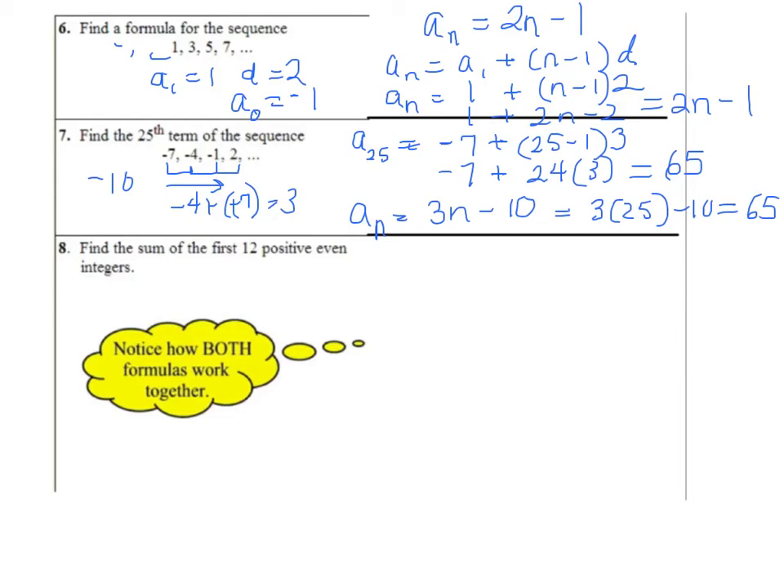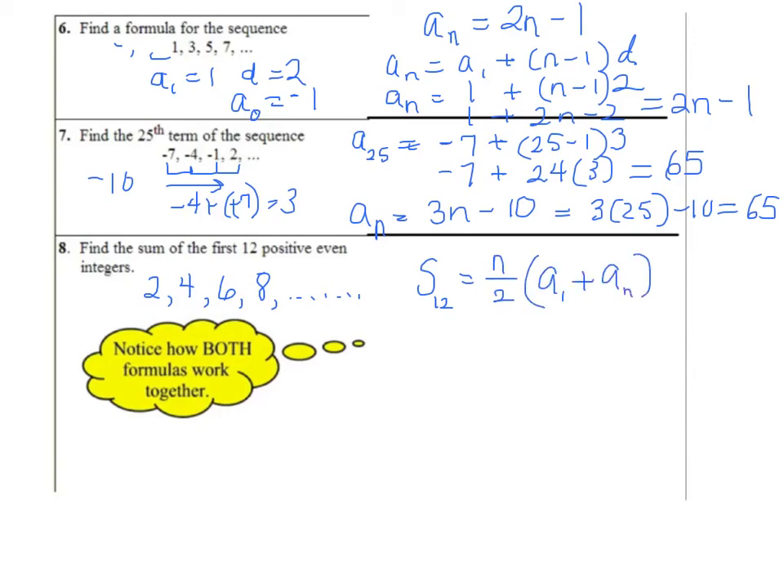Okay, so positive even integers, the first even integer is 2, the next even one is 4, 6, 8, and so on. So I want S sub 12, the sum. S sub 12 is equal to n over 2 times the first plus the last.